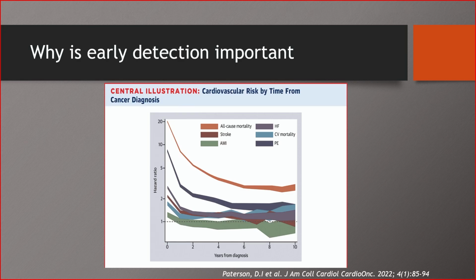As you can see here from the graph, cardiotoxicity and cardiovascular risk is the highest in the first 1 or 2 years, and it usually declines as the course goes on. But it's important for us to detect those patients early on in the disease process to help prevent cardiotoxicity.